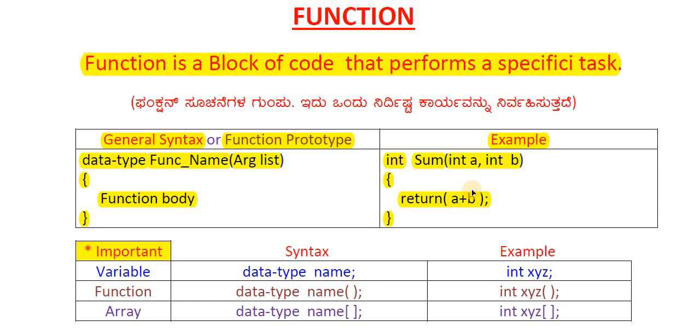So functions are groups of code. Here only one line is there. And what is the work of this function? What is the task performed by this function? The work of this function is to return the sum, the total value of two numbers. This sum function will accept two numbers, add those two numbers, and return the result as output. So this is an example of a function. Okay, next we will see.